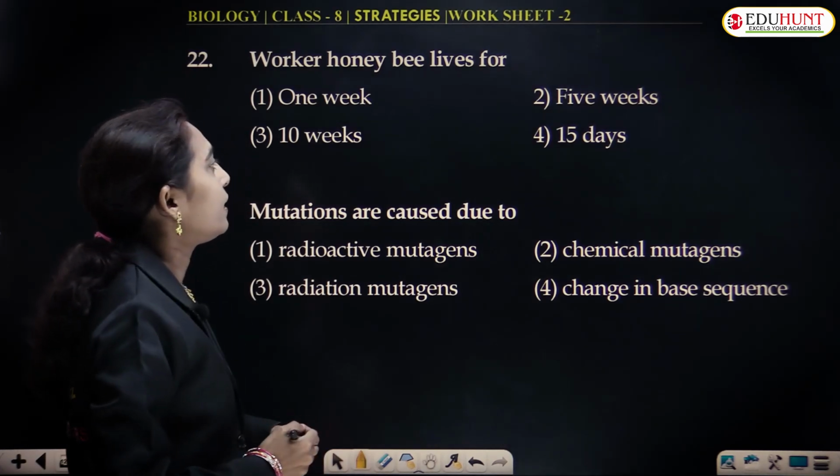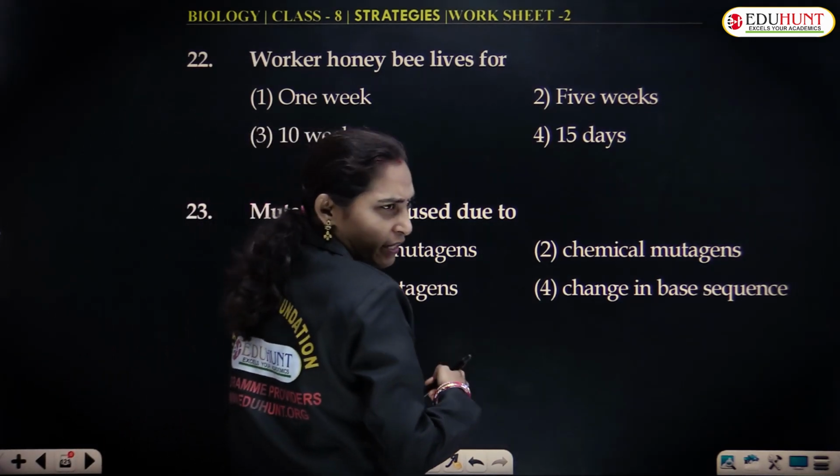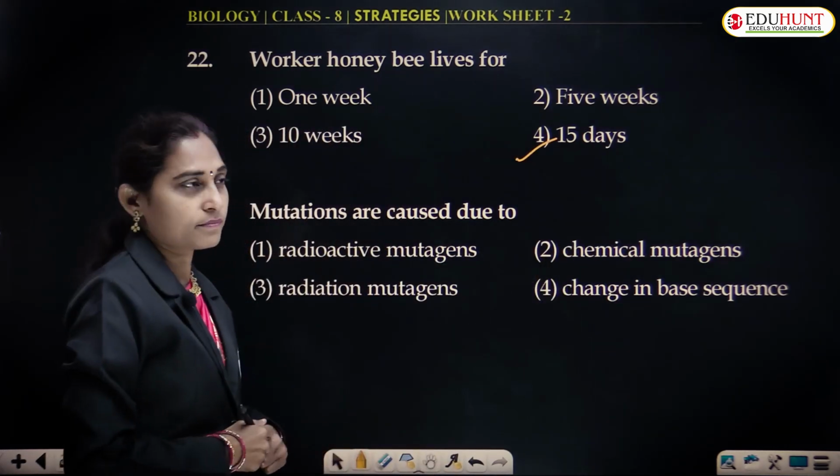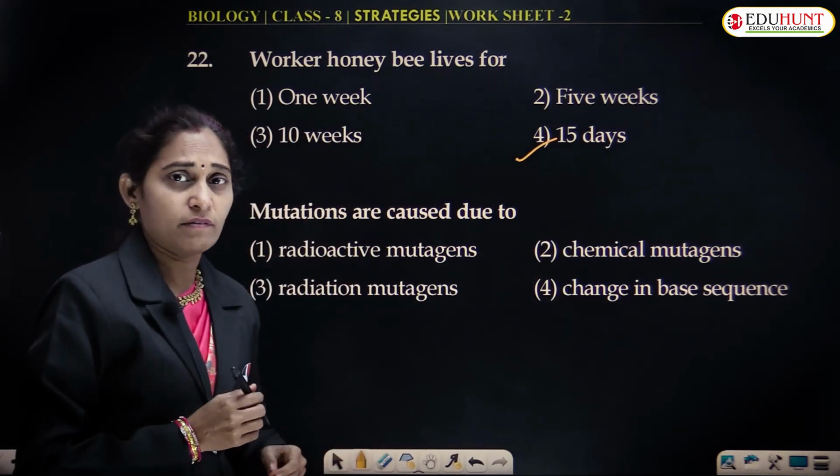Worker honeybee lives for a lifespan in the range of 15 to 38 days. Depending on some factors, they live more than that.